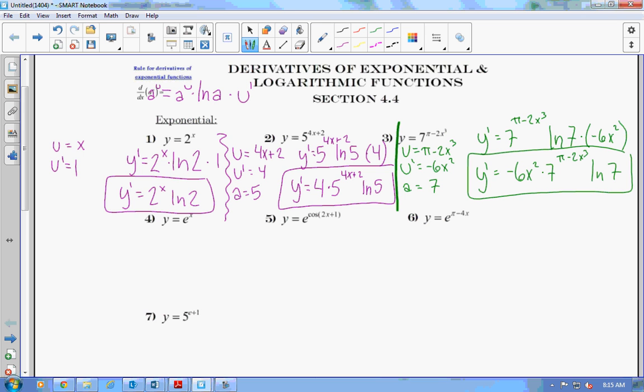Good. Number 4, we've already learned this one by looking at the graph, but e to the x still has x in the exponent. So apply the same rule and make sure you come out with e to the x, right? Because we've already talked about the derivative of e to the x is itself e to the x. So if you apply this rule, we should prove that it does in fact come out as e to the x.